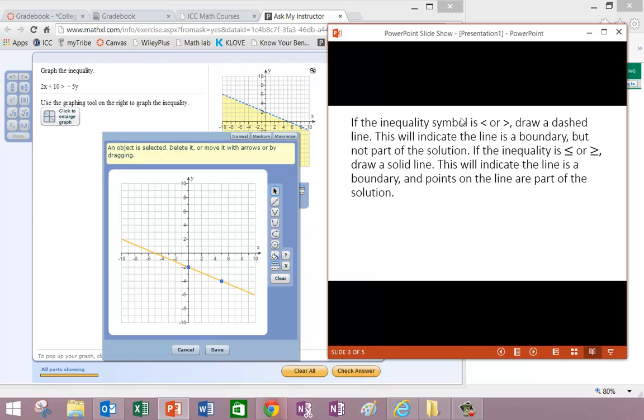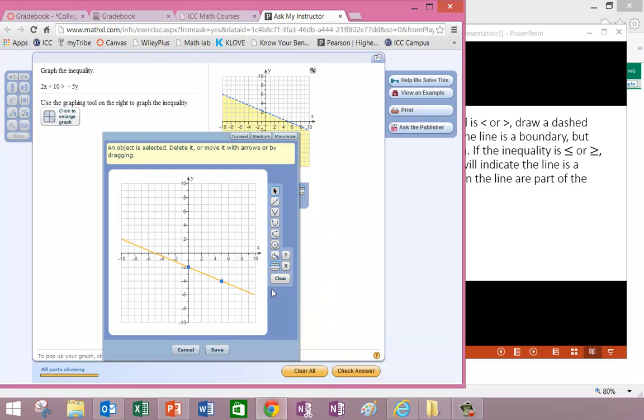All right, if the inequality is strictly less than or greater than, we're going to draw a dashed line. This will indicate the line is a boundary and not part of the solution. But if ours had been less than or equal to, or greater than or equal to, we would have had to use a solid line. So on your palette you see your tools: make the selected object a solid line, make the selected object a dashed line. So we want it to be dashed because ours was strictly greater than. So now we have our dashed line.